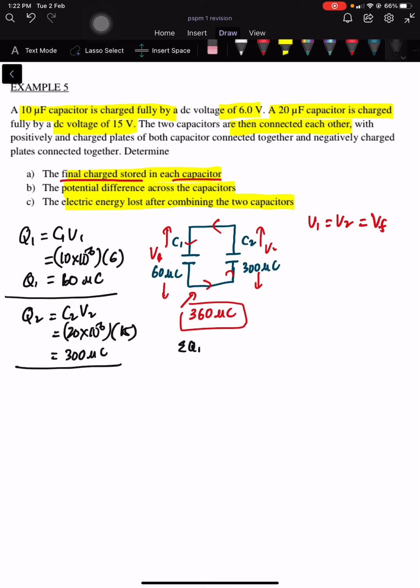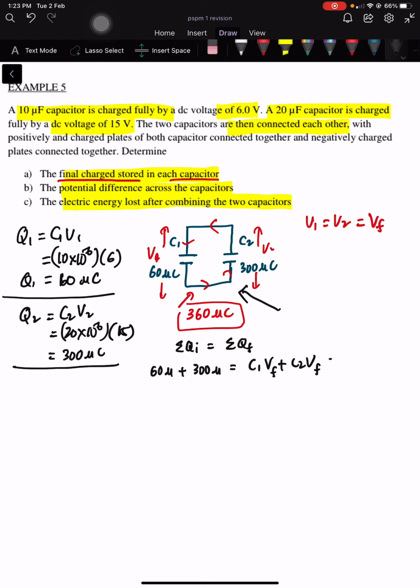Okay, total charge initial sama dengan total charge final, iaitu 360 microcoulomb. Tapi initially kita ada charge 1, 60 microcoulomb, plus dengan charge 2 sebanyak 300 microcoulomb. Okay, and then dekat Q final ni, kita buat C1 V tambah dengan C2 V, V ni adalah V final. So saya factorize dia supaya you lagi nampak. So dia akan jadi C1 plus C2 darab dengan V final. So tugas kita adalah cari berapa nilai V final.